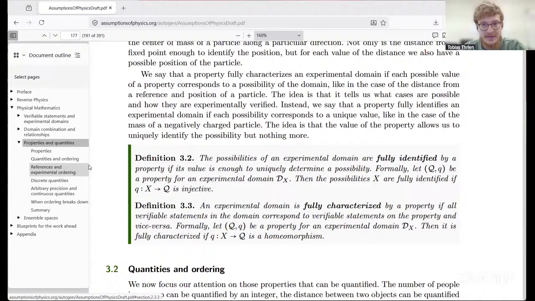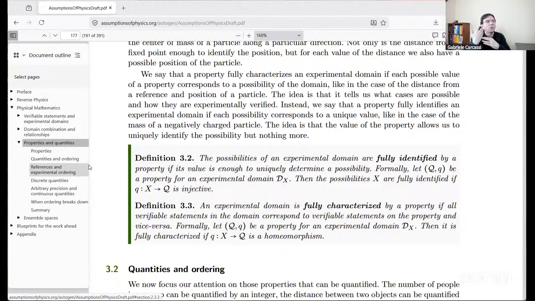So in that case, if we had charge and mass and spin and maybe more, then they would fully identify. We would have an injective map. So the Q would have to be this list of numbers. But it would not be fully characterized because we go into continuous space that won't be invertible in a continuous way.